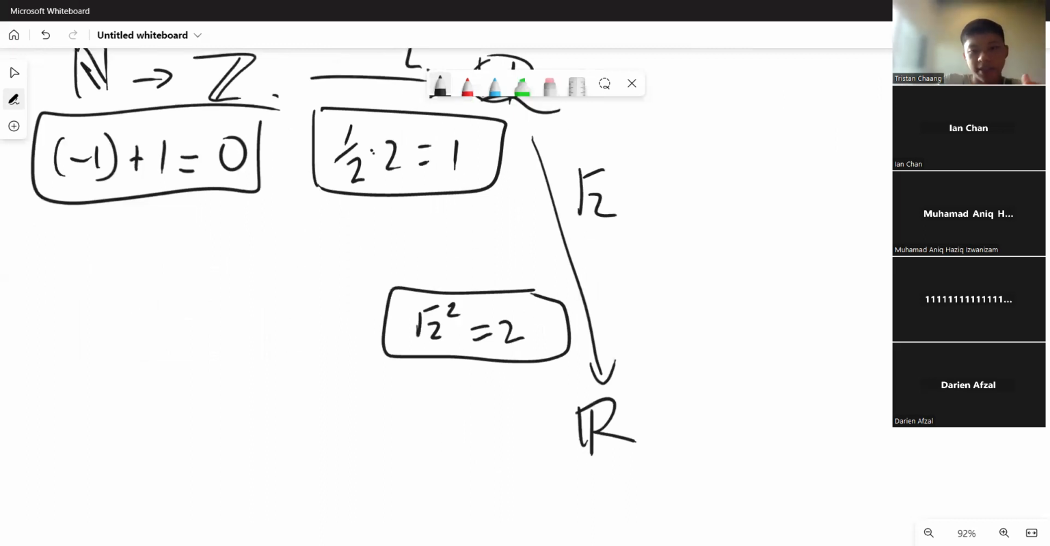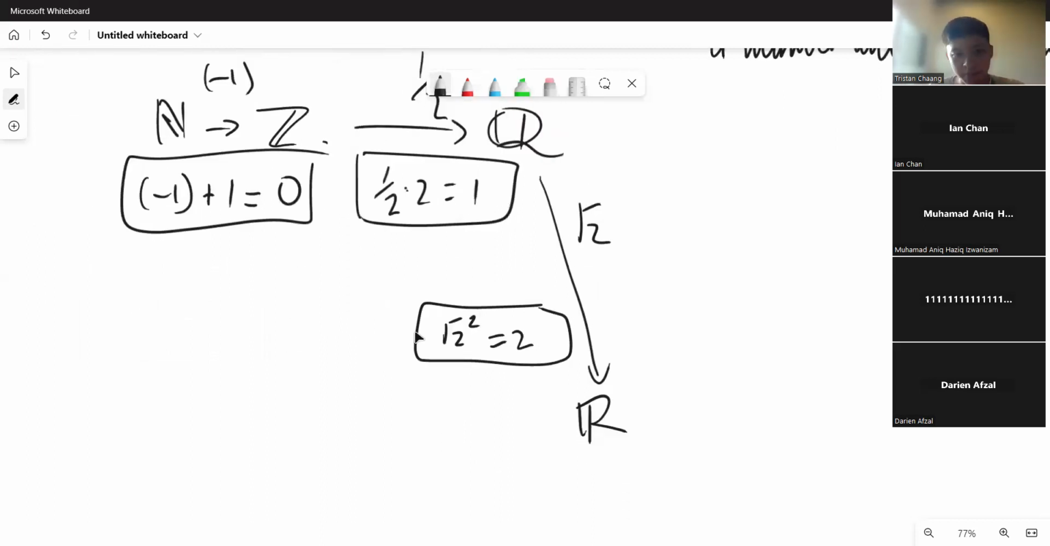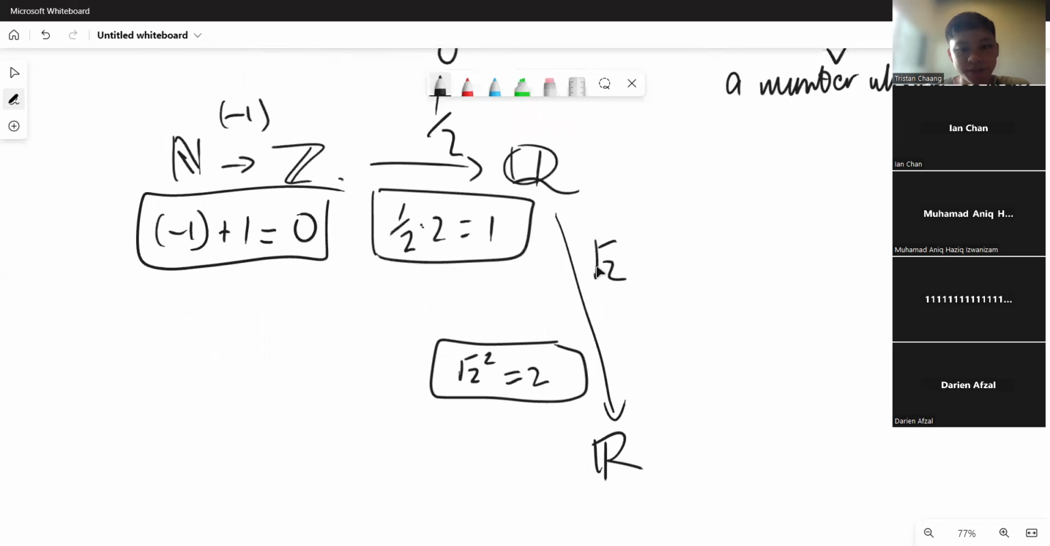I mean, these are just examples. But the thing is, we want them to satisfy some kind of polynomial. As you can see, this is 2x equals 1, this is x squared equals 2, this is x plus 1 equals 0.